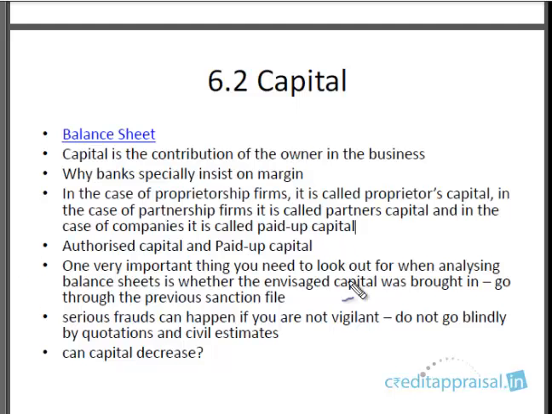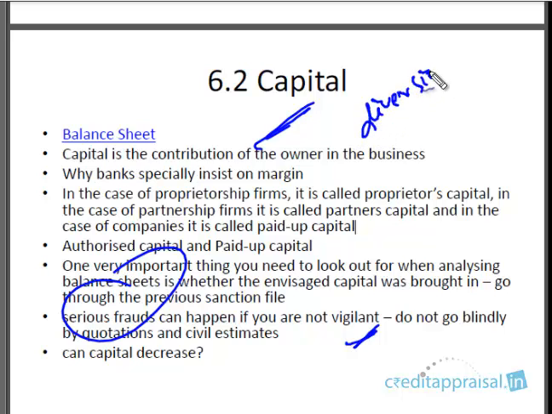You should also note that if you're not vigilant, serious frauds can happen in the case of capital. What we earlier said was that diversion is one issue that could have happened if the envisaged capital was not brought in. So how was the project completed? Maybe some other funds meant for some other purpose were diverted. That is a serious issue which we discussed. But even more serious frauds can happen if you are not vigilant as a credit officer.